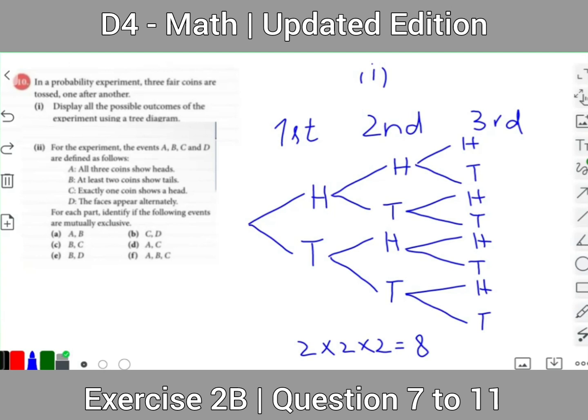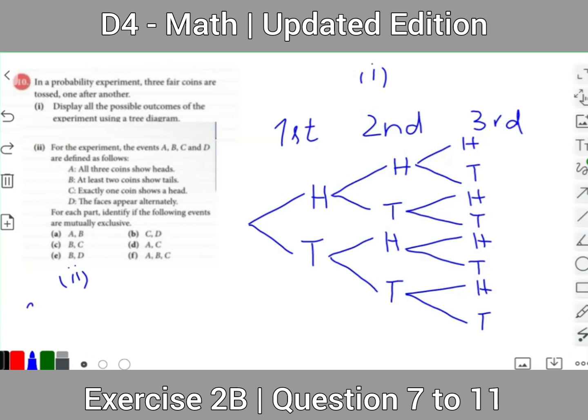Now, for the experiment, the events A, B, C, and D are defined as follows. A, all 3 coins show heads. B, at least 2 coins show tails. C, exactly 1 coin shows a head. And D, the faces appear alternately. For each part, identify if the following events are mutually exclusive.